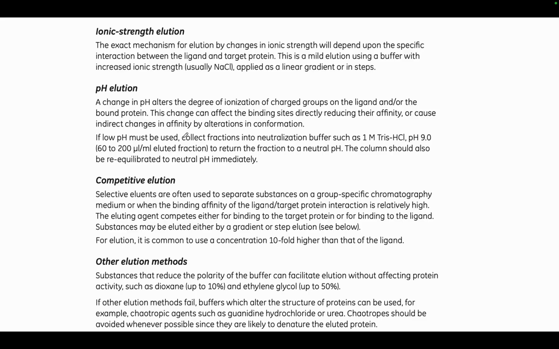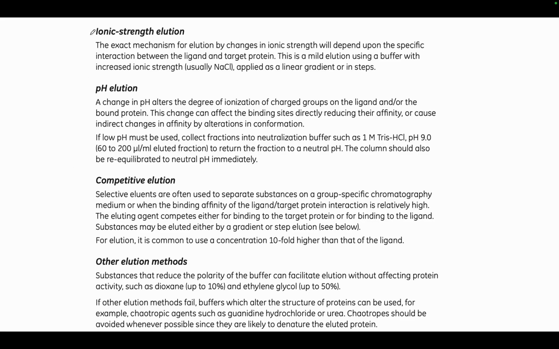Now, if you are going to change the pH, it is better that when you're collecting the elution, you neutralize the solution itself. So, for example, if I'm going to elute my protein in acetic acid, then it is better that when I'm eluting the protein itself, I will add some buffer, or I will keep some basic solution in my elution tube, so that the solution will get neutralized there and then, and our protein will remain stable. Okay.